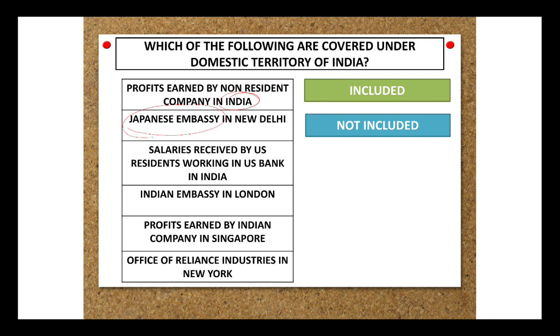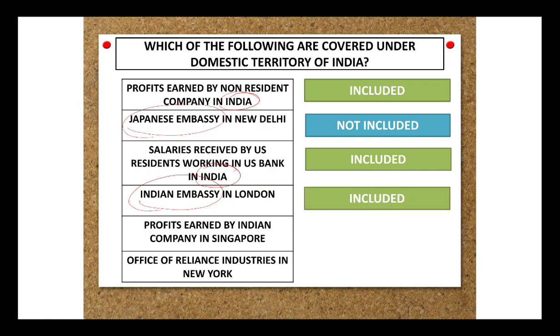Next, salaries received by US residents working in a US bank in India. Focus on the place, so it will be included in the domestic territory of India. Next, the Indian embassy in London. Again, the place being London does not matter. Whenever embassy questions are given, we focus on what kind of embassy it is. Since the Indian embassy works for the people of our own country, it will be included in the domestic territory of India. Next, profits earned by an Indian company in Singapore. The place is Singapore, so it will not be included.